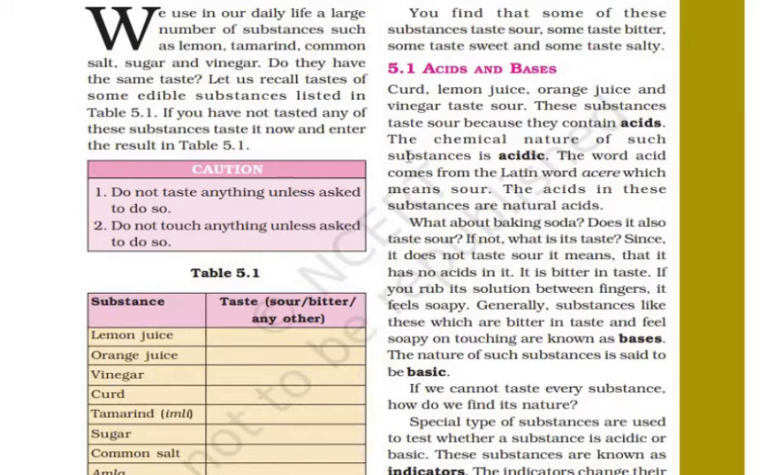The chemical nature of such substances is acidic. The word acid comes from the Latin word acere, which means sour. So acid itself means sour. The acids in these substances, lemon juice, curd, orange juice, vinegar, are natural acids, meaning the acids which occur naturally.